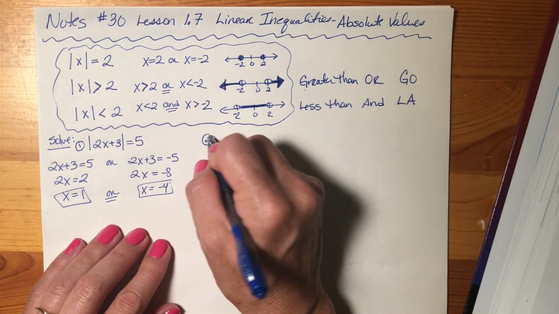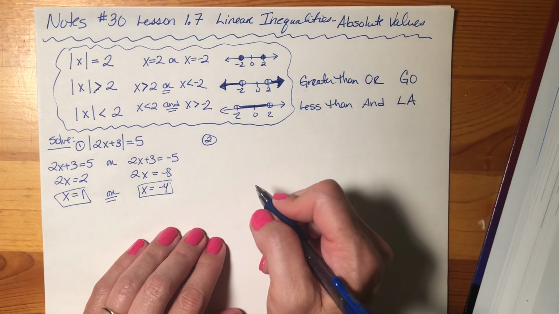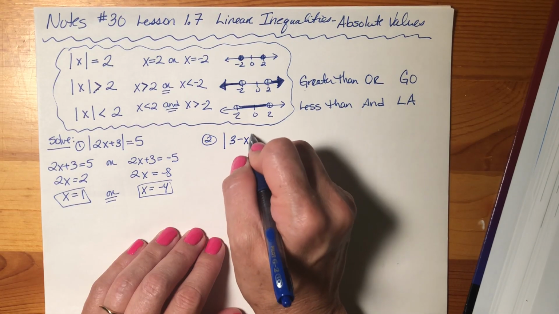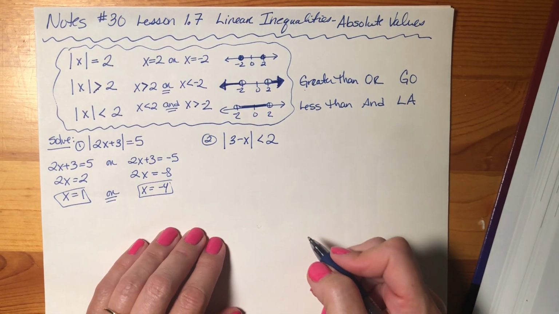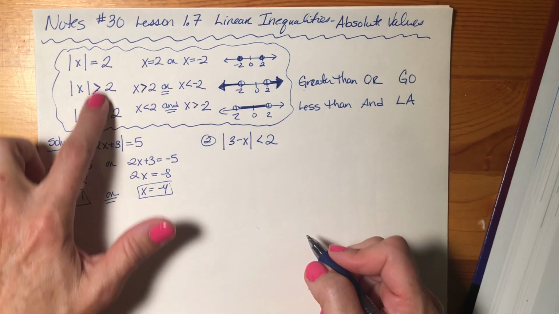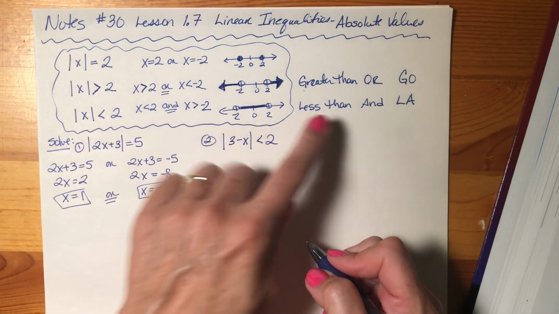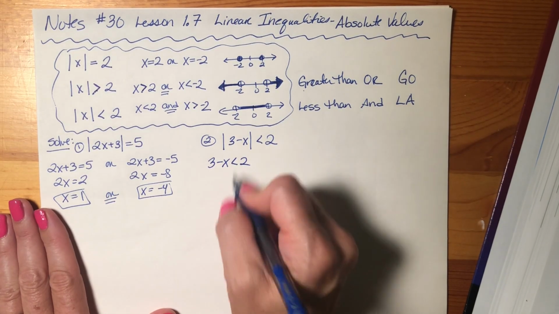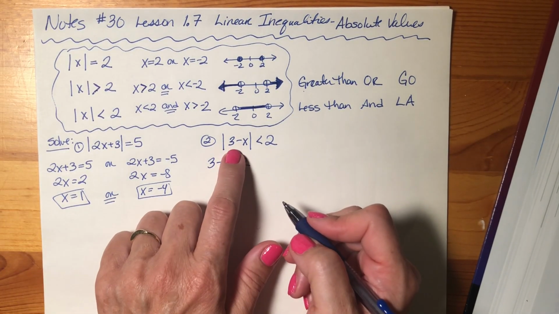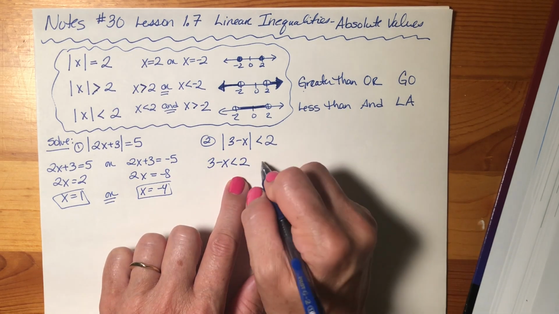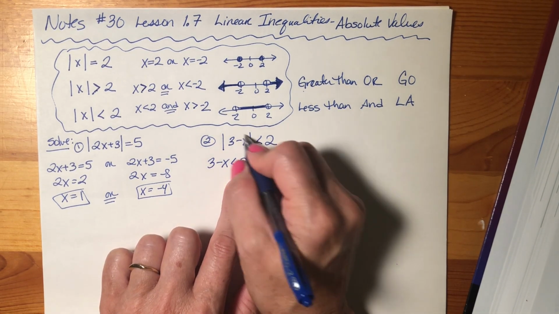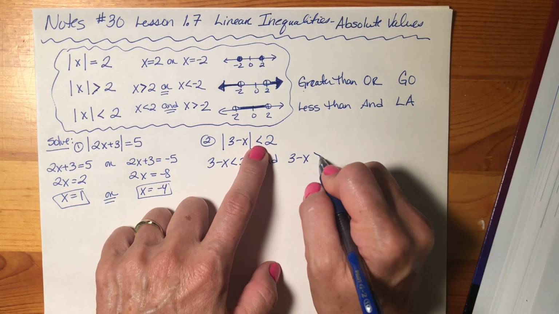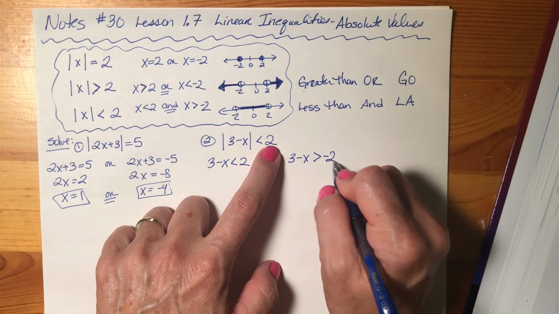Let's try a second example. I've got the absolute value of 3 minus x is less than 2. Now it's a less than. So I'm looking at my models up here. A less than, I'm going to use an and. So I'm going to write it exactly in the same order that I have it. Drop the absolute value symbols, and I'm going to use an and. I'm going to rewrite inside the absolute value symbols exactly the same way. And I'm going to flip my inequality to make this a greater than, and I'm going to flip the 2 to make it a negative 2.